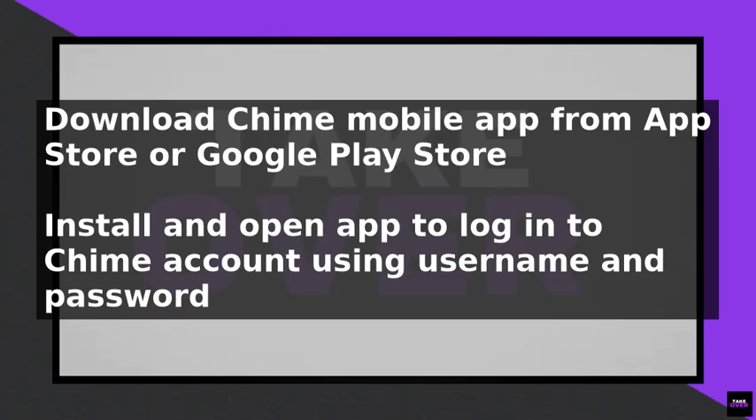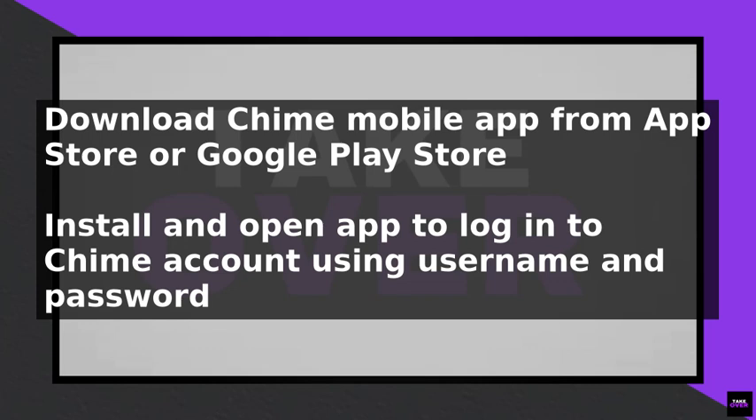If you don't have a Chime account, you will need to create one by providing some basic information such as your name, email address, and phone number. After logging in, navigate to the Cards tab and select the Virtual Card option.